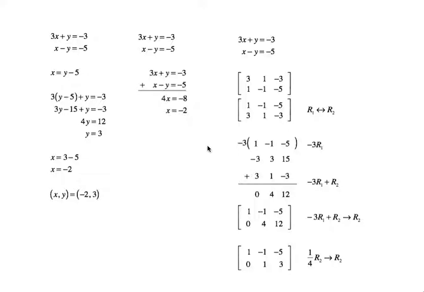Okay, going to finish up with that second system by row reducing its corresponding matrix. The matrix for this system would be 3, 1, negative 3, and 1, negative 1, negative 5. Since our first objective is to get a 1 in the upper left corner, we can do that with this one simply by interchanging the rows, and that's the notation for that here.